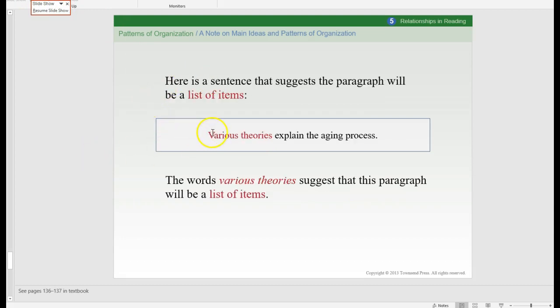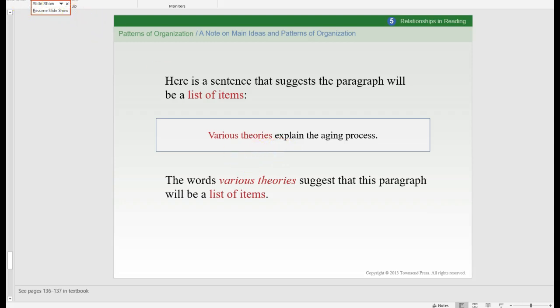Here in this sentence it says various theories explain the aging process. What are those theories? They're going to list the theories. There's no time order in this one. Again, the thesis or the topic statement, these are the clue words. Your readers will know, they're going to list the theories.